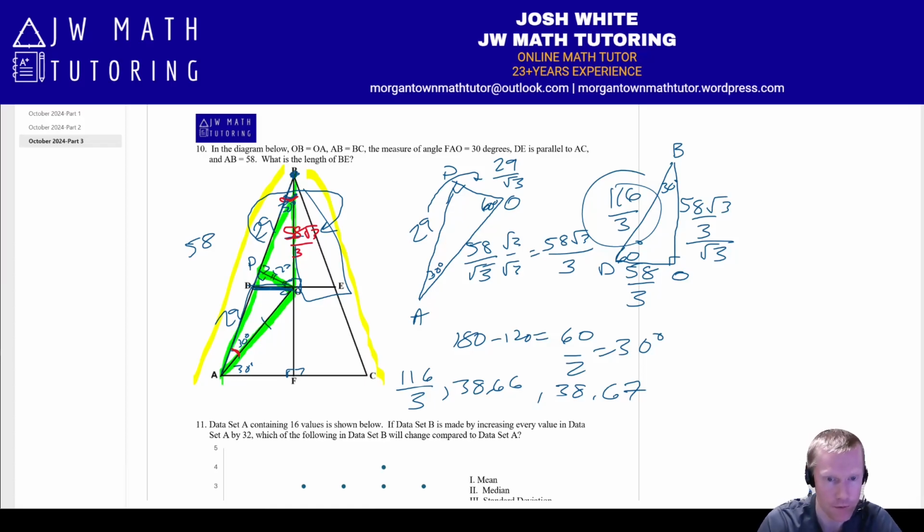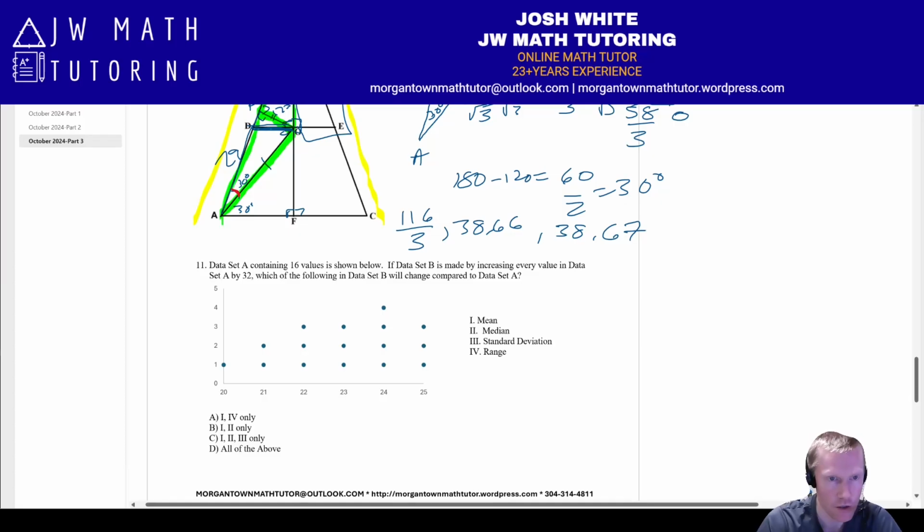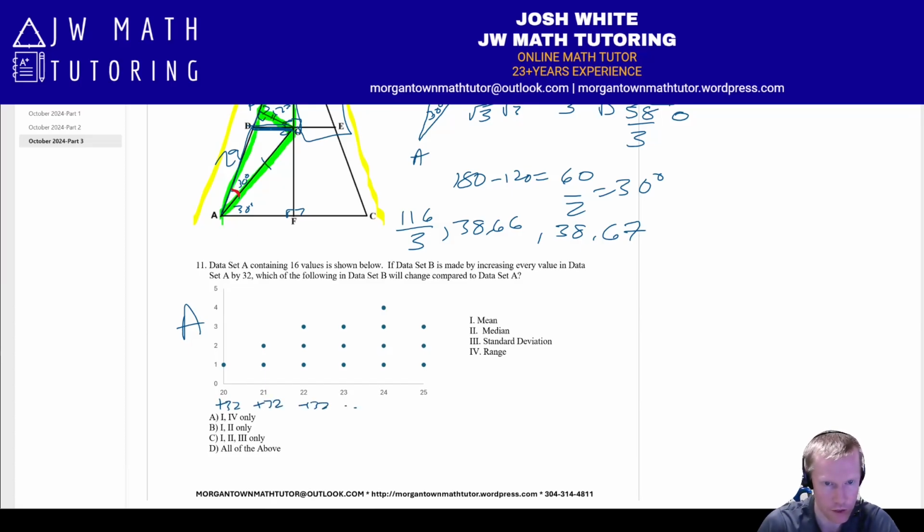solve this problem out. All right, the last question here, we have basically a dot plot. This is data set A. And now you're going to make a new data set B, by increasing every value here by 32. So, all of these just plus 32 all the way across. So which of the following values in D will change compared to data set A?